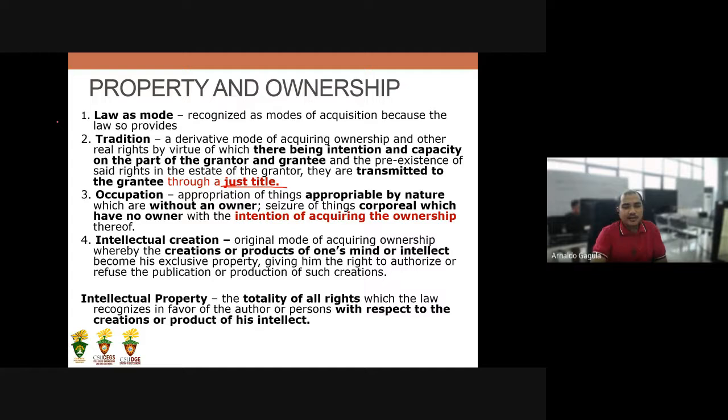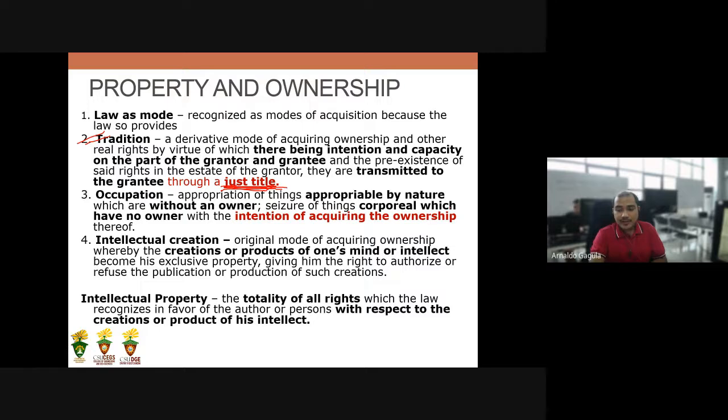An example of tradition is the indigenous people. They have a parcel of land that is titled, what they call ancestral domain, the ancestral domain title. They cannot transmit it in their own name, so they just have a just title, their document, and they transmit portions of it. So, tradition.